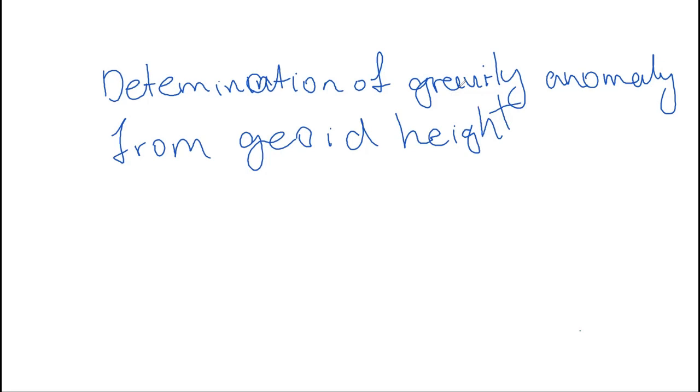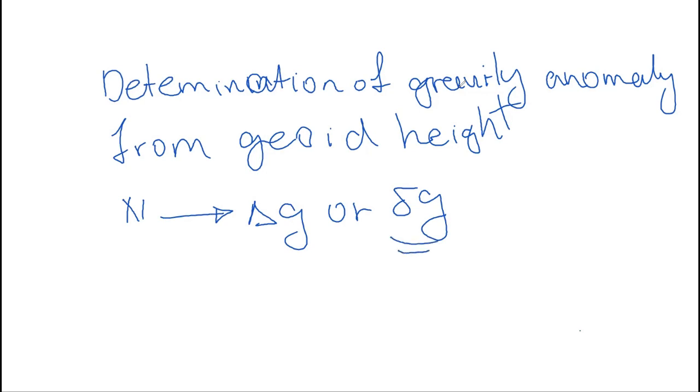So this is a typical example for satellite altimetry. If the goal is to determine the gravity field over sea using satellite altimetry data, what should we do? That's the question. So we have N, and we want to go to gravity anomaly or gravity disturbance. The process is very similar. I will start with the gravity anomaly. Then you can do it yourself for gravity disturbance.